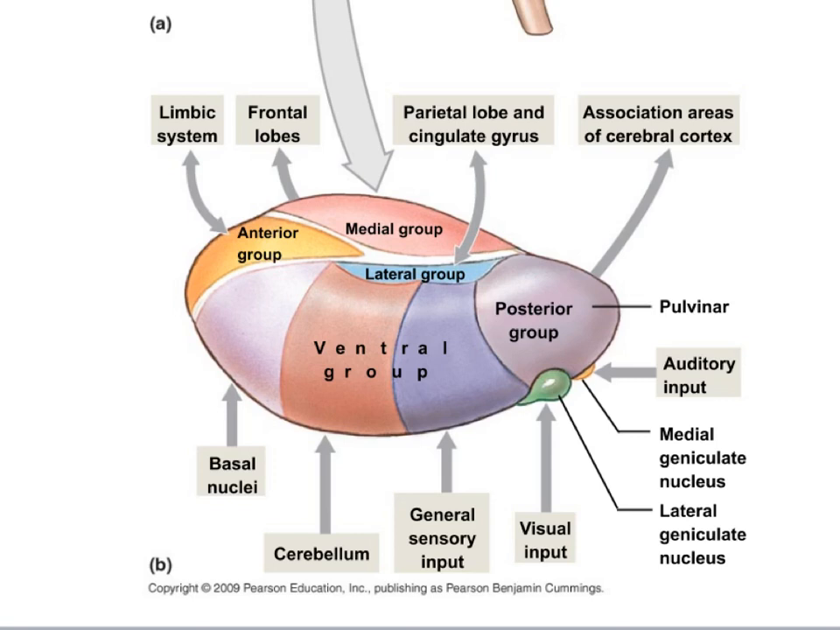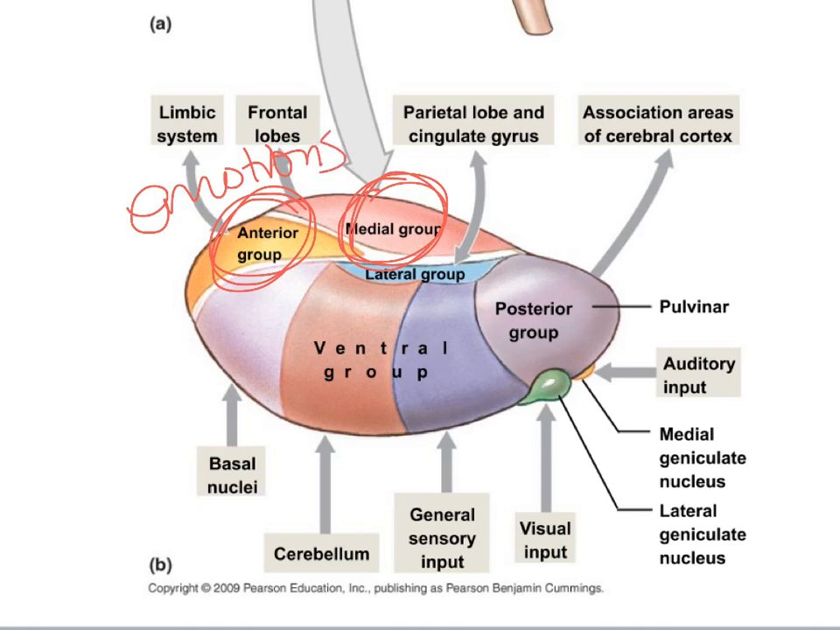And there's the anterior group and the medial group, and those pretty much deal with emotions. So there's a very fine border between the thalamus and the limbic system. And so these two groups here, the anterior group, they're dealing with emotions, and they're sending information to the limbic system. They're the relay station to the limbic system.